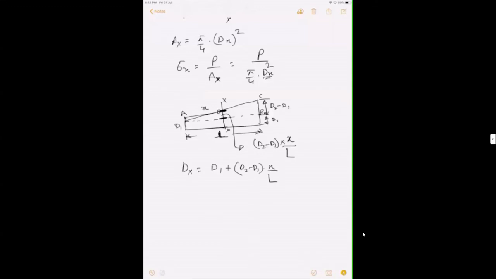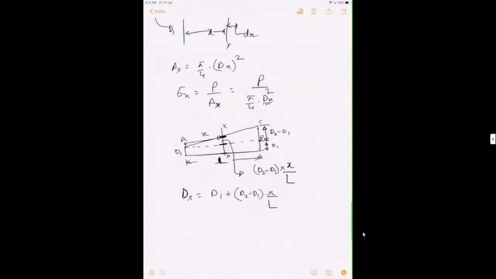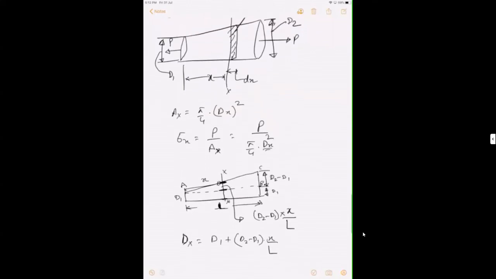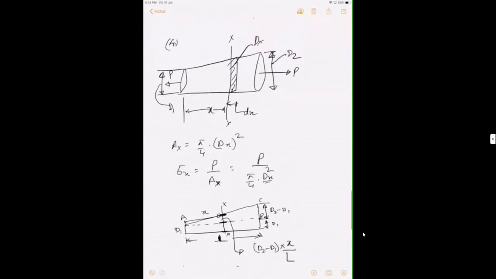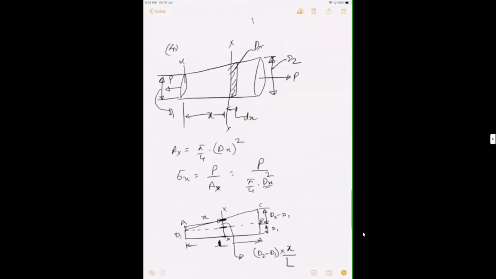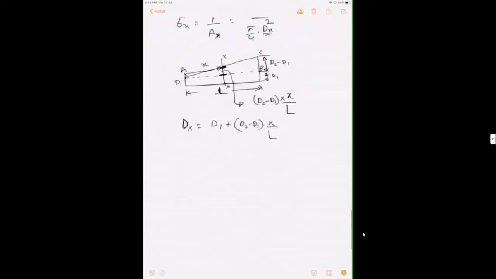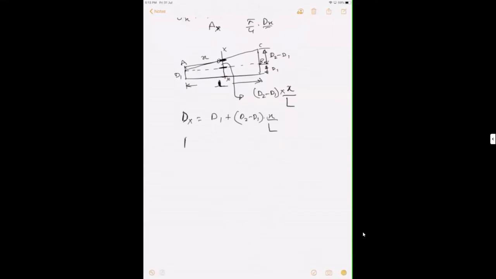Now this dx is varying with x. You can verify that we have derived it rightly or not. Let's suppose we are calculating the diameter at this point where x is equal to 0. So we'll put x equals 0. The diameter at this point will be equal to d1 plus 0.